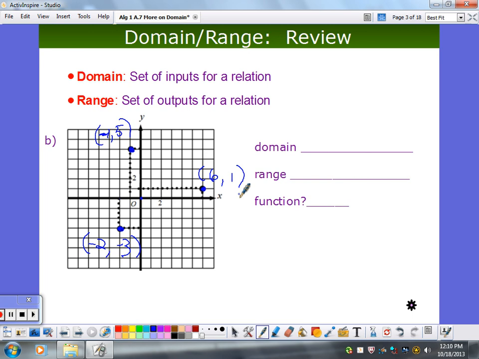What's our domain? How do we get that domain? Right, we're looking at our input values. This is an x that's in there. This is an x that's in there. That's an x that's in there. Okay, what about my range?